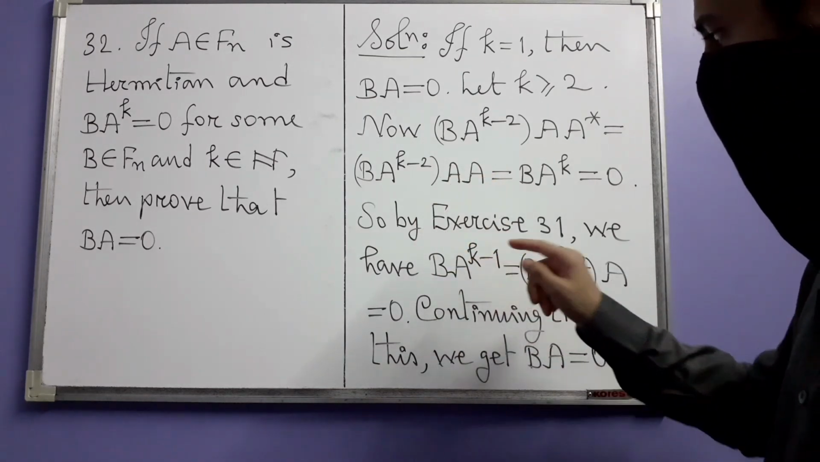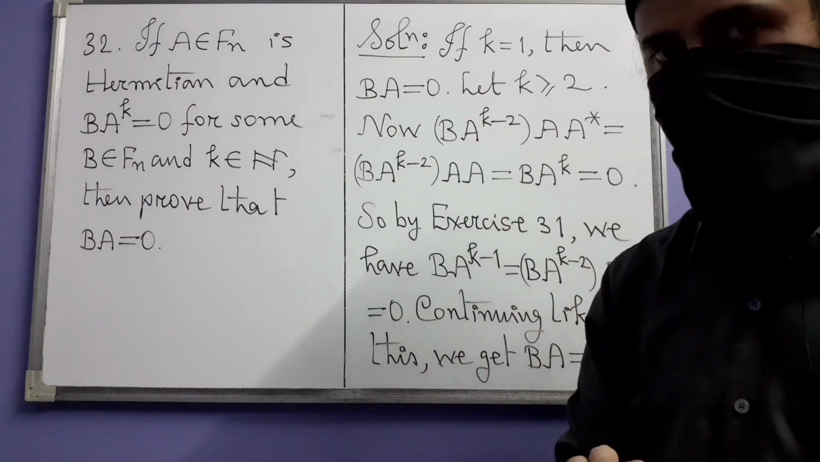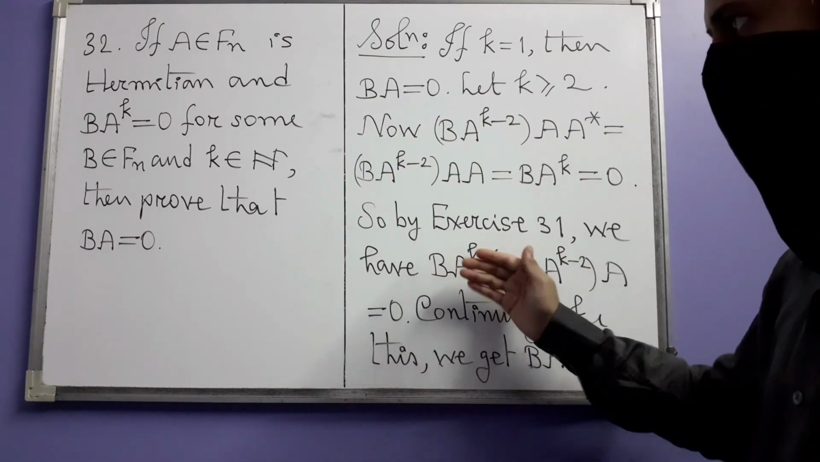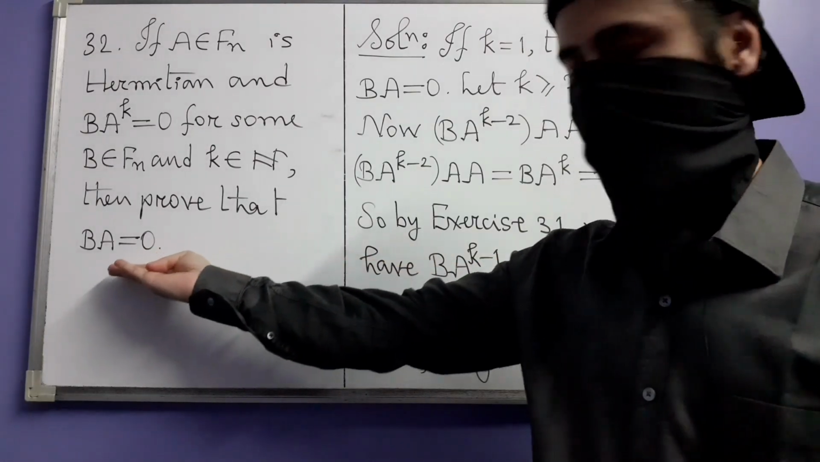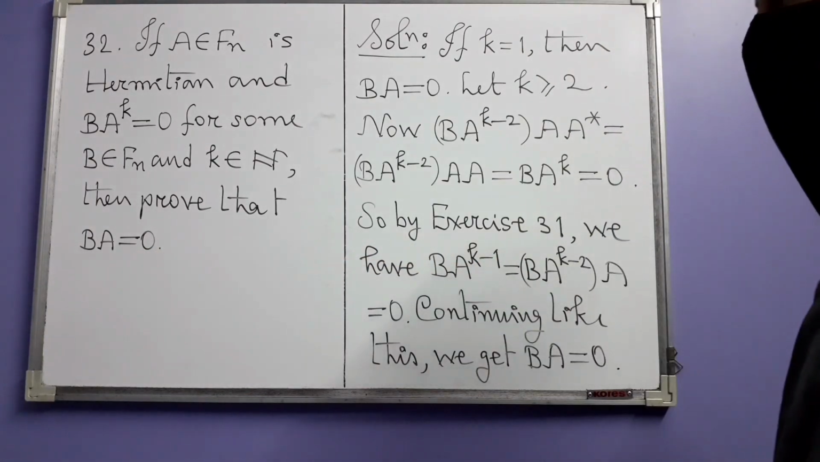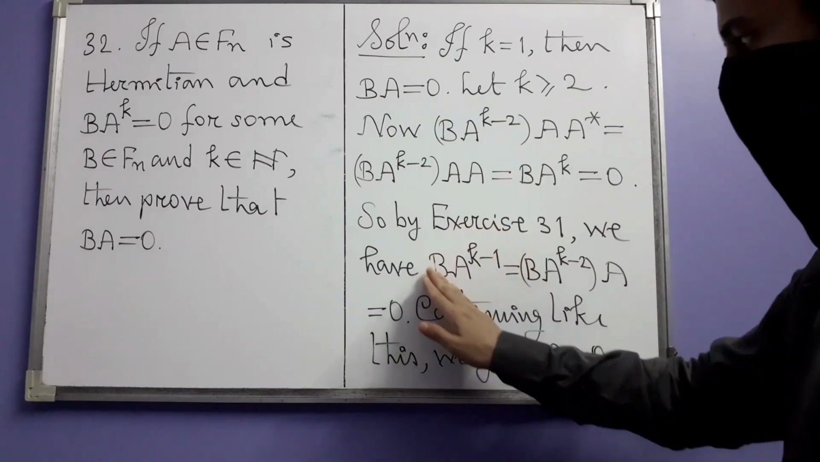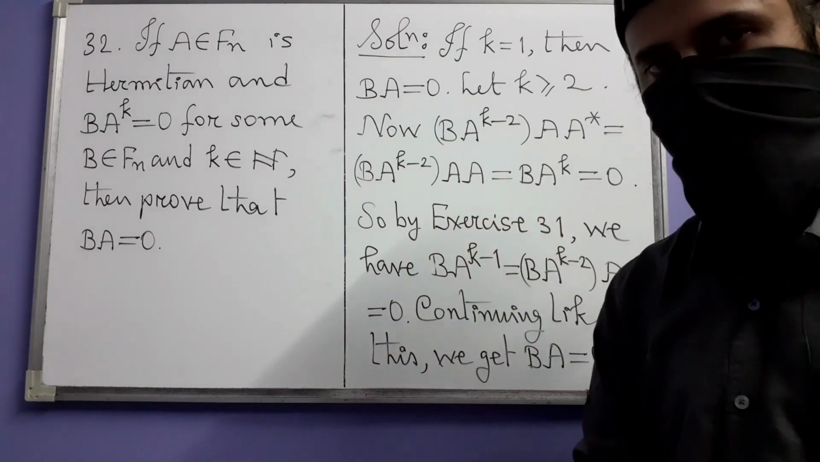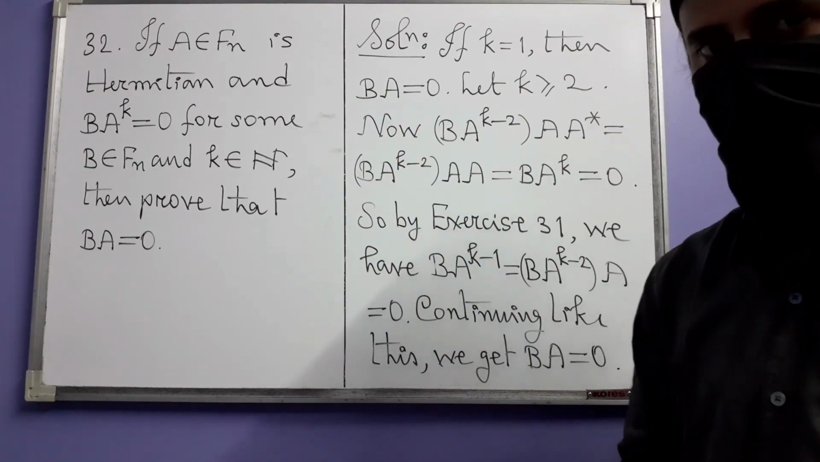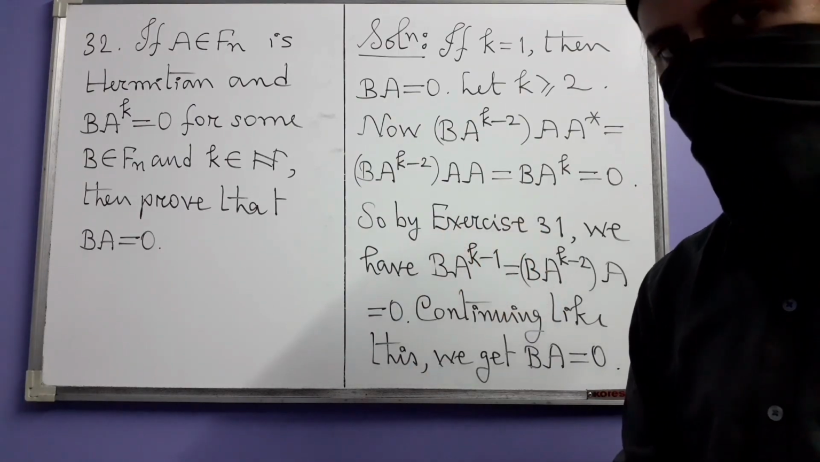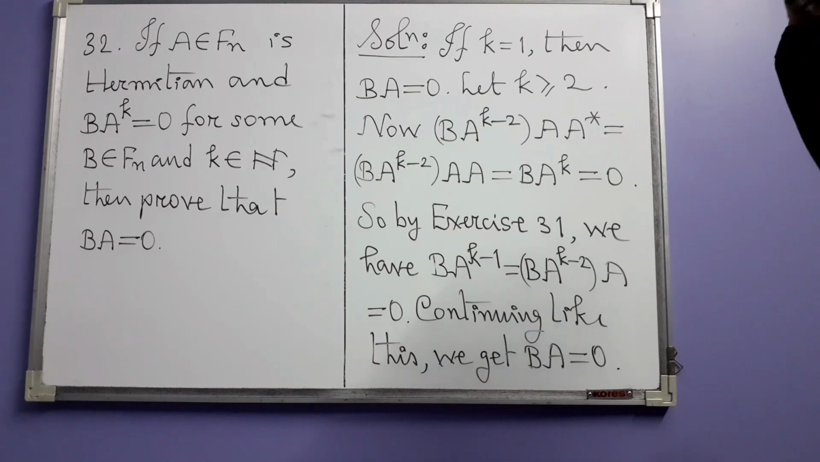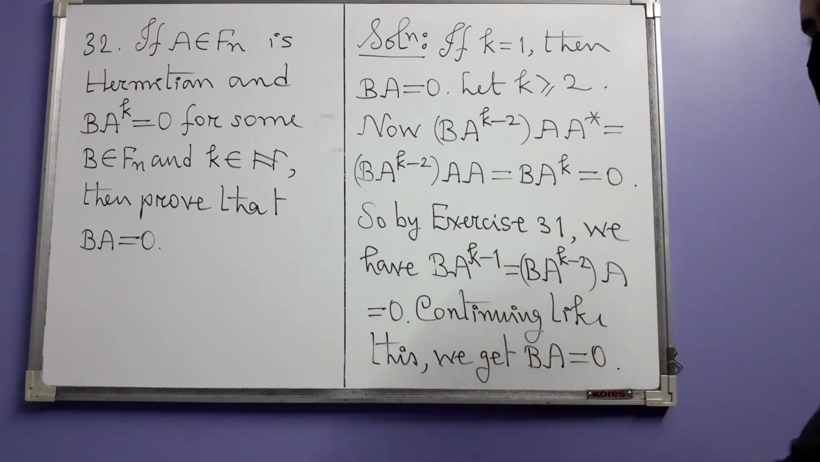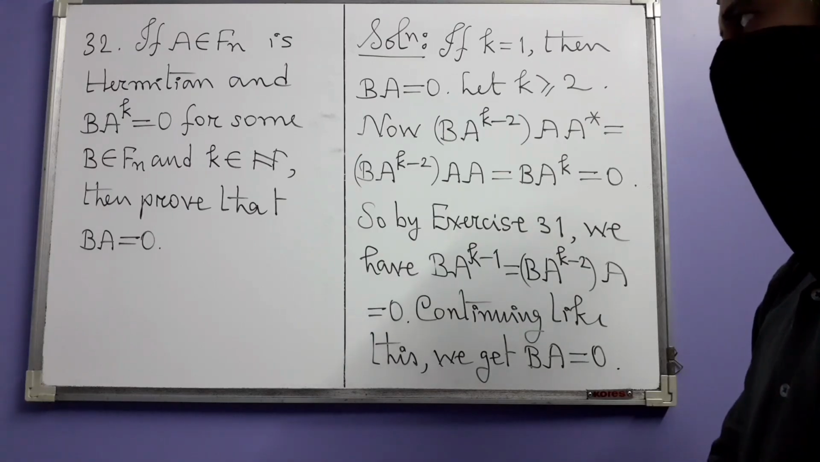Now if this k minus 1 is equal to 1, that happens if our original k is 2, then this is where you stop, because then this is just this. Otherwise you repeat the process, this time with the condition that BA to the power k minus 1 is equal to 0. So when you repeat the process, you will get BA to the power k minus 2 is equal to 0. And continuing like that, you will eventually get BA equal to 0. So that is the solution.